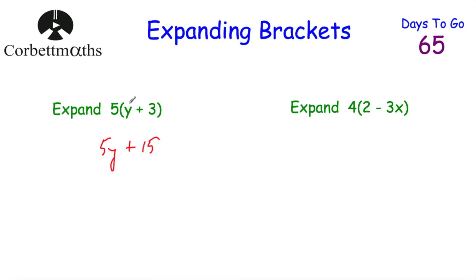So if we were asked to expand 5 bracket y plus 3, close brackets, you just multiply what's inside the bracket by the term outside. So you do 5 times y is 5y, and 5 times 3 is plus 15, and that's it.